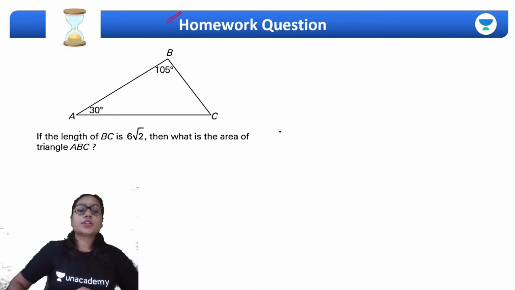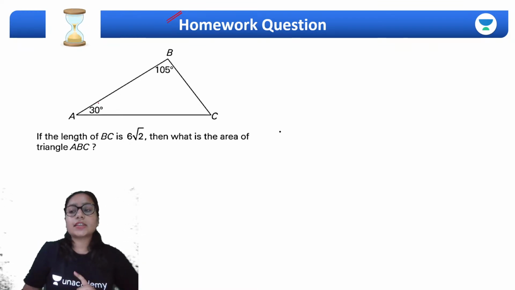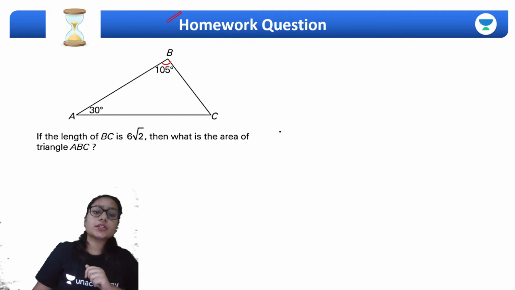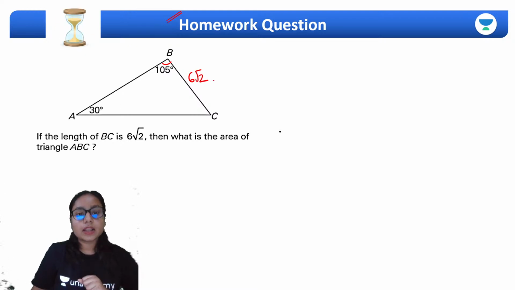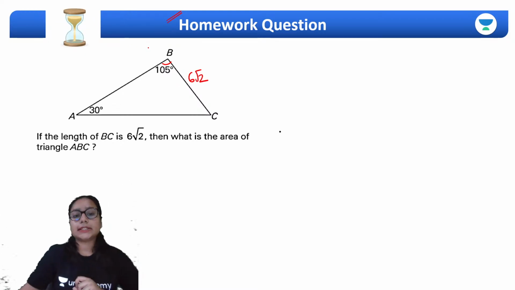Let us discuss this question. Those who have solved it can verify the answer, and those who haven't solved it can solve it with me today. So we have this triangle. Angle A is given as 30 degrees. Angle B is 105 degrees. Length of BC is 6 root 2. What is the area of triangle ABC?